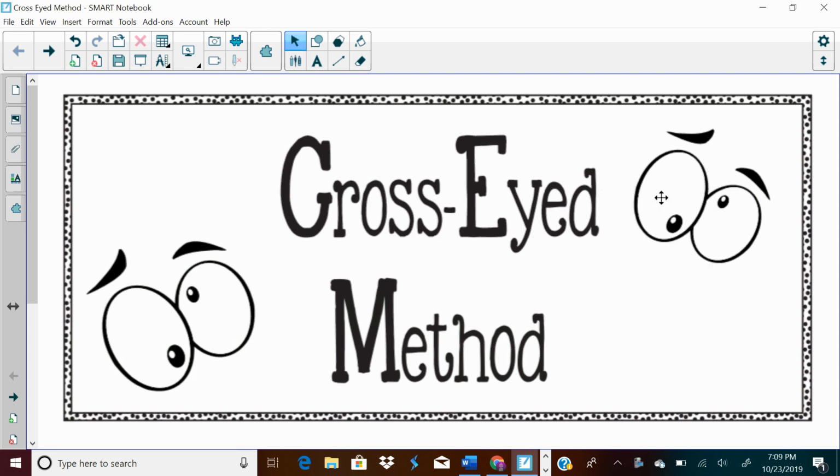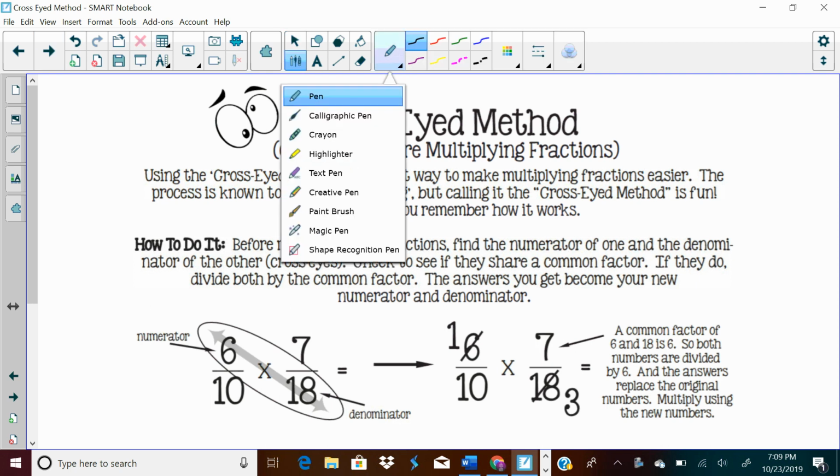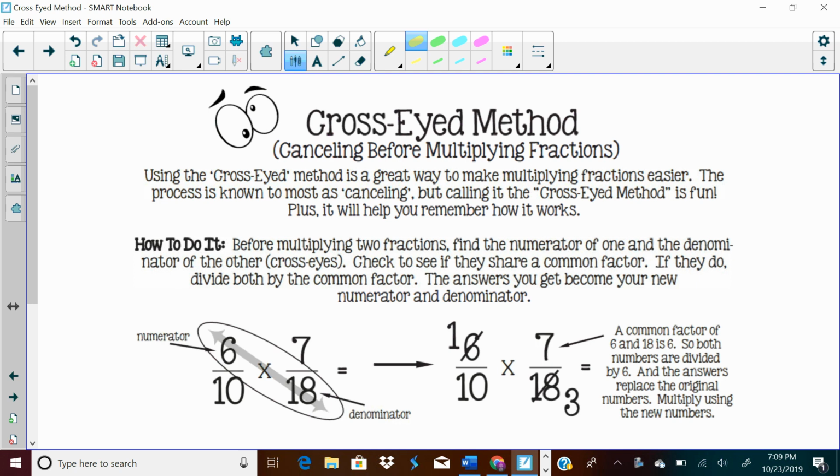This is called the cross-eyed method for multiplying fractions. So the cross-eyed method is canceling before multiplying fractions. Using the cross-eyed method is a great way to make multiplying fractions easier. The process is known to most as canceling, but calling it the cross-eyed method is fun. Plus, it will help you remember how it works.